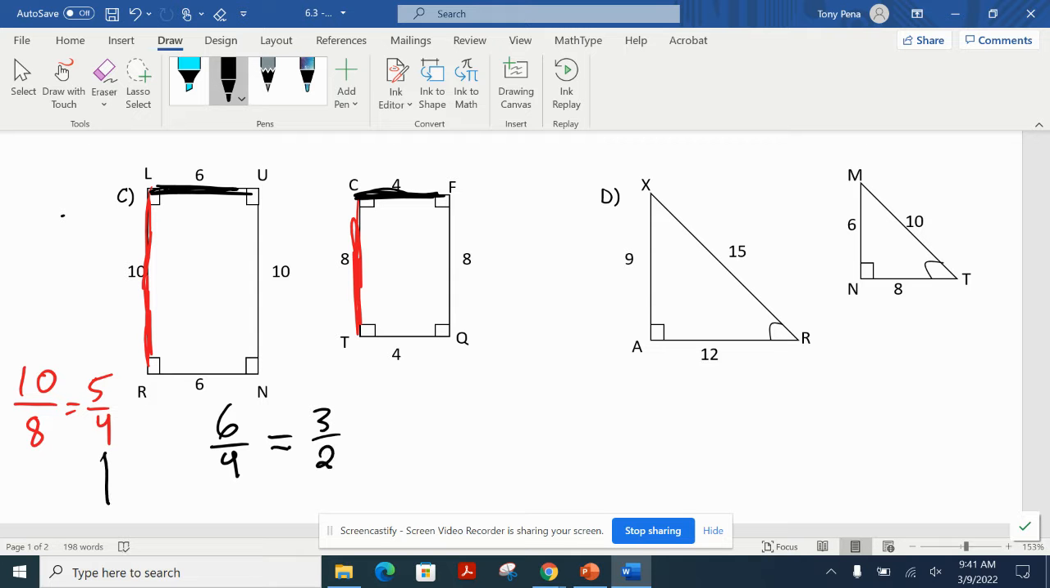So right away, are these two the same ratio for those two figures? No. So this would be a no, and then we don't have to worry about all the other stuff that I asked you to do. Okay.